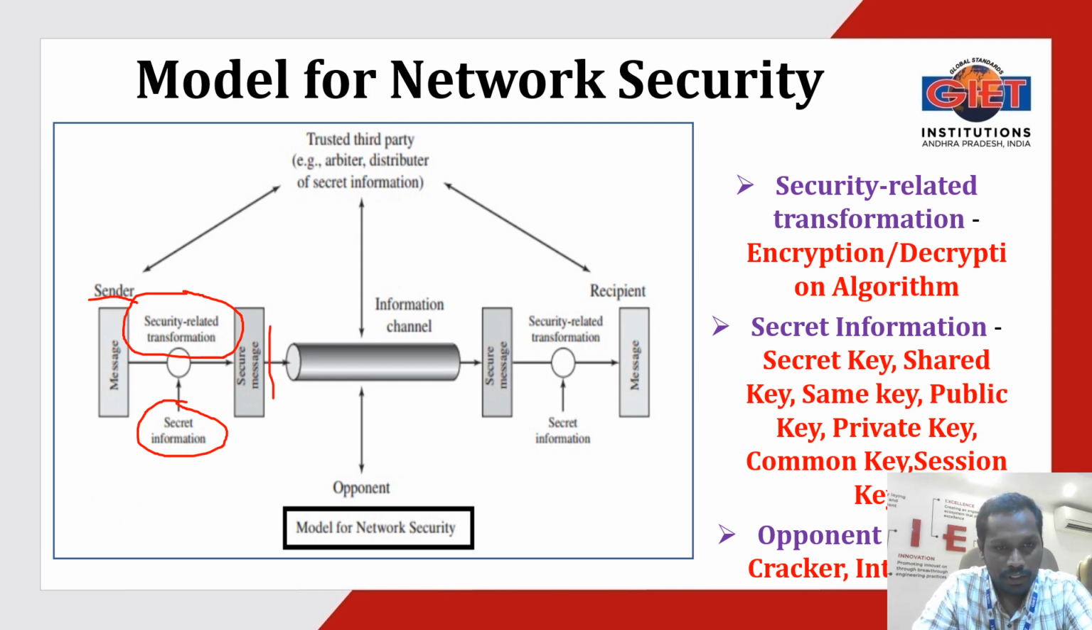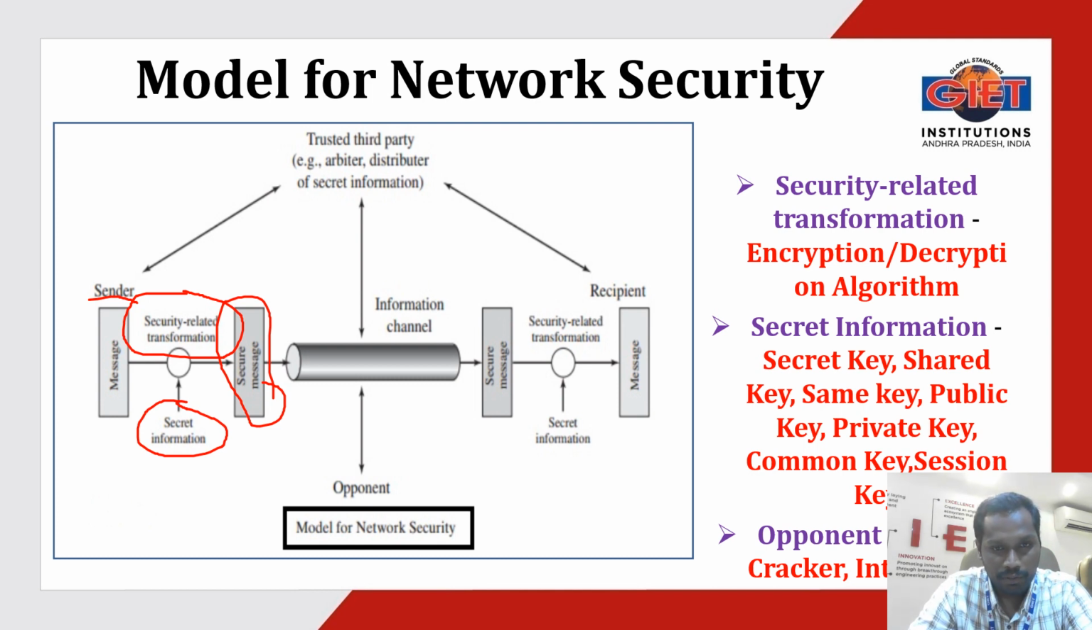So this is the output that you're going to get, and the message, in general terms, is called plain text, and the secure message is ciphertext. So I hope the model is clear at sender side. Now this particular secure message is transferred into the information channel.